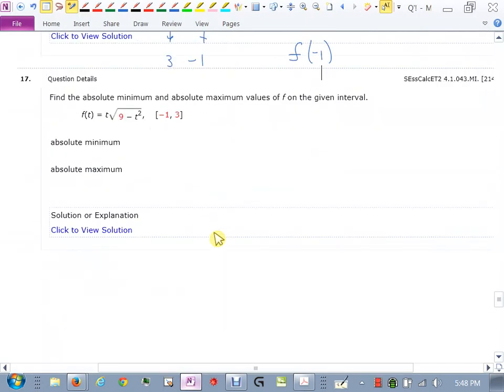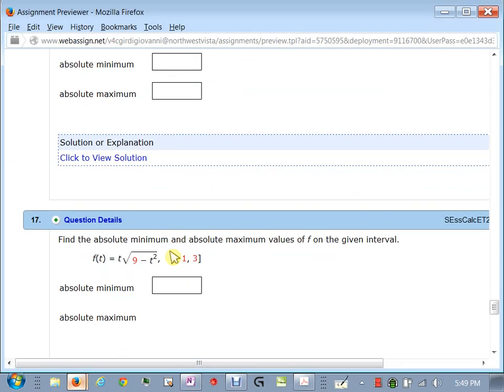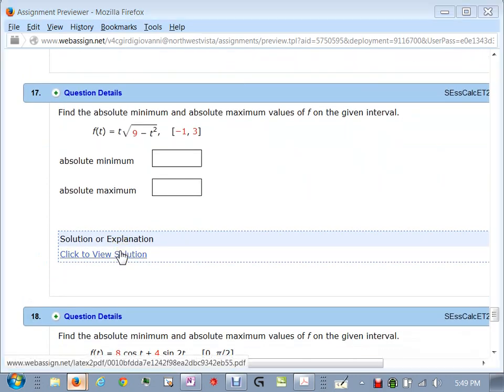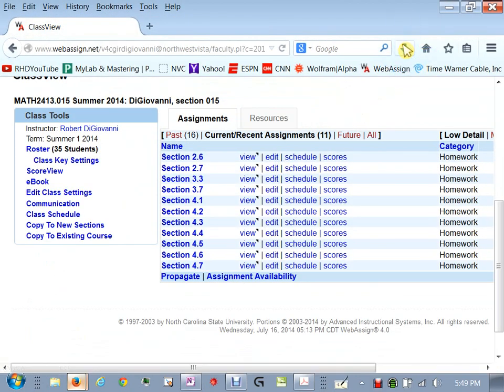Okay, for this one, same thing. We're going to take a derivative. Got a little product rule here. And I think I'm just going to look at the solution on this. Again, got some time constraints here.